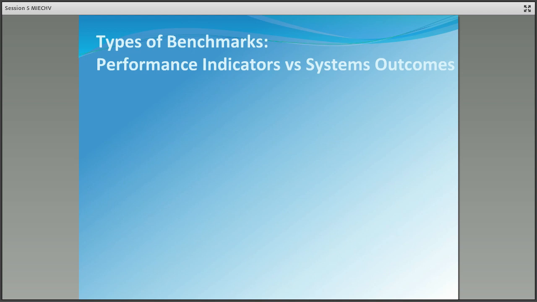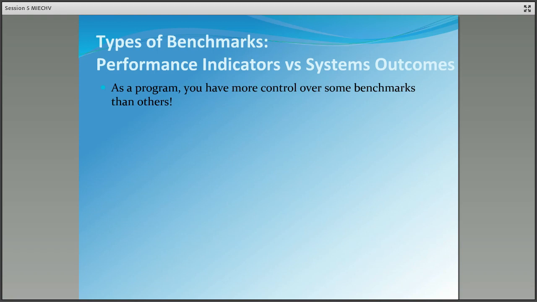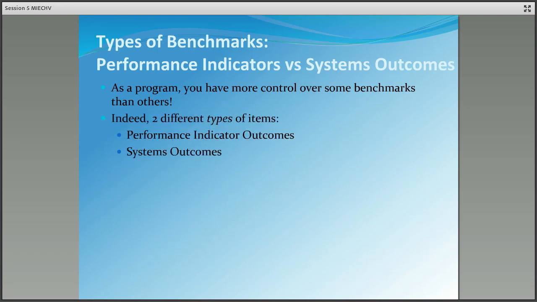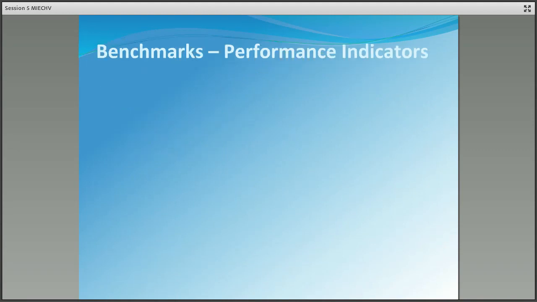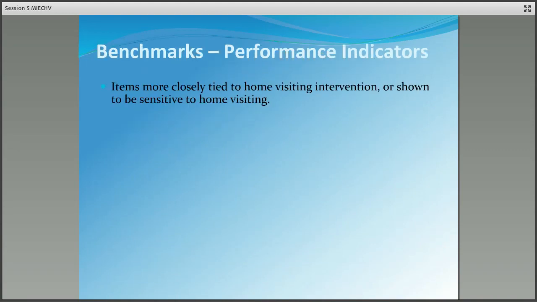Okay, done. We went through the 19. Excellent. As you probably noticed, programs definitely have more influence over some of these items than others. And indeed, the feds seem to recognize that not all of these items are directly under programs' control. They classify the benchmarks into two categories: the performance indicator items and the system outcomes. Most items are considered to be performance indicators.